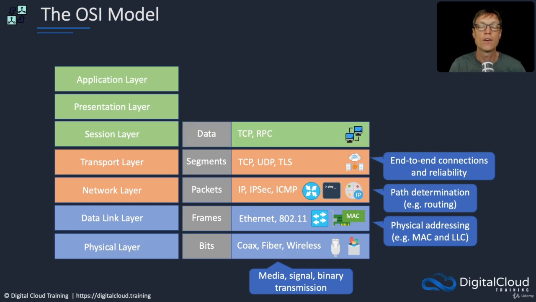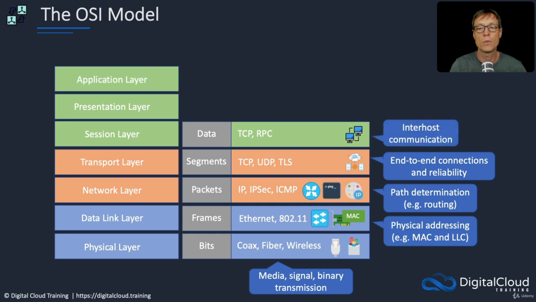At layer 5, we're starting to get into where the data is being sent. So the next 3 layers are all about sending the actual data. So the applications are communicating to each other and sending data. That data is going to be some bits on a wire at layer 1. It's going to be frames at layer 2. It's going to be encapsulated into packets at layer 3 and segments at layer 4.